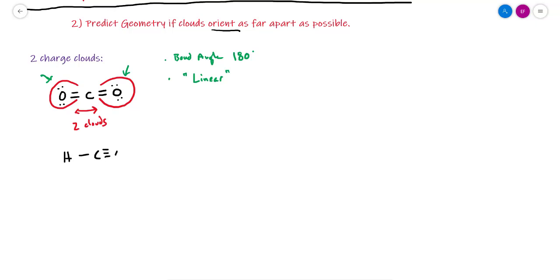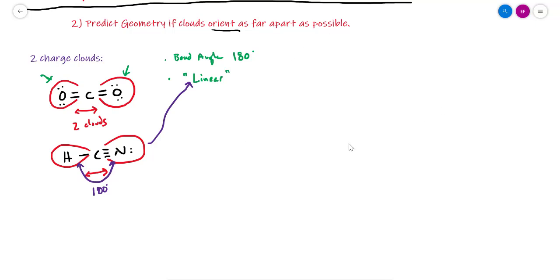HCN. So HCN, the Lewis structure looks something like this. Charge clouds on carbon, we count this single bond as one, but we also count this triple bond as one because these can't move independently of each other. So two clouds, they're going to point as far away from each other as possible, and so that's going to be a bond angle. And by bond angle, I mean the angle through here. So this angle is 180 degrees, which means it's going to be a linear structure.